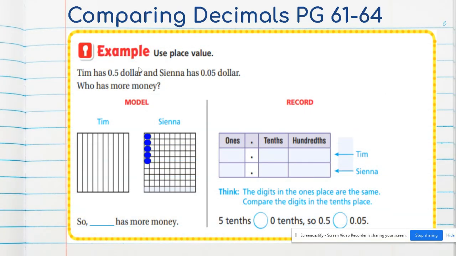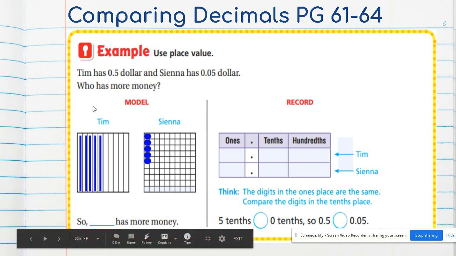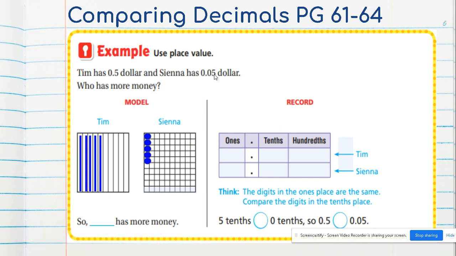Comparing decimals. If Tim has $0.5 and Sienna has 0.05 of a dollar, who has more money? So let's go with Tim first. We're going to shade in 5 tenths. And Sienna, we're going to shade in 5 hundredths.